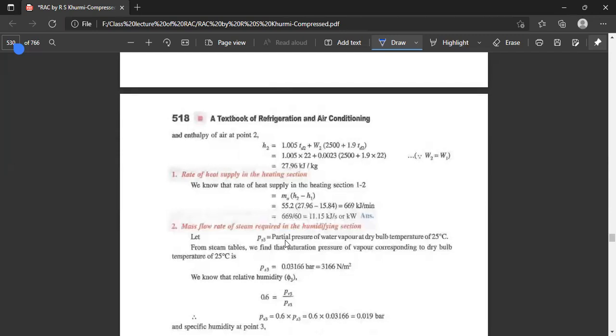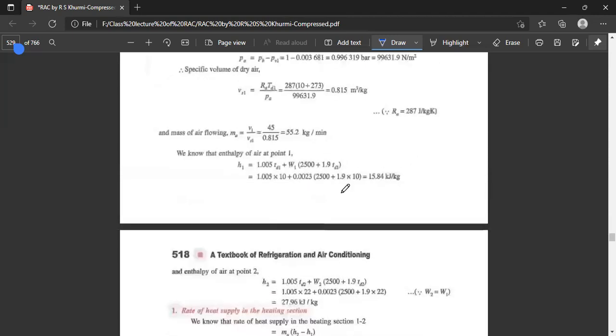Now the rate of heat supplied to the heating section. The rate of heat supply should be mass multiplied by the change in enthalpy. Mass of the steam is given as 55.2 and enthalpy of 227. Enthalpy of 0.27 minus enthalpy of the incoming point 15.84 is 669 kilojoule per kg. 27.96 is calculated here and enthalpy at 1 is given here, 15.84.